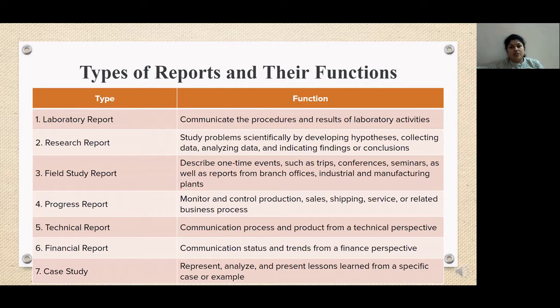Then we have conferences and seminars, as well as reports from the branch office, industrial and manufacturing plants. Even the branch office has its field study report, covering what is going on in a branch and on what parameters it is being judged. Then we have the industrial manufacturing plant. What is happening in that plant, that report is sent to the main office. That is how a report is prepared, and the actual working conditions and functioning are reported to the main office. So that is again a way of communication.